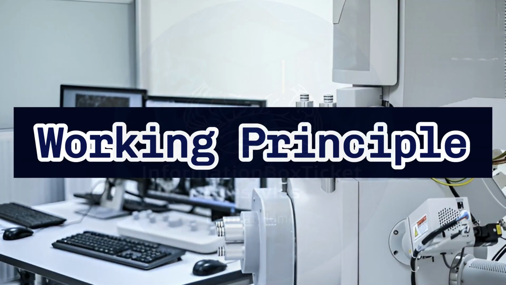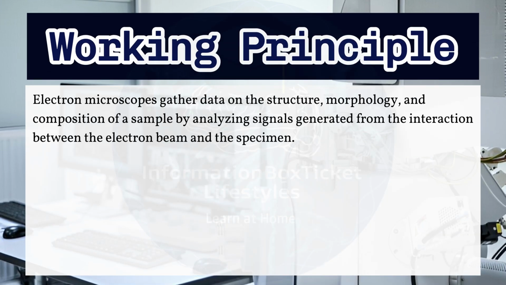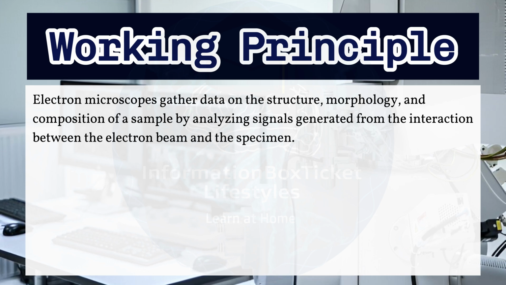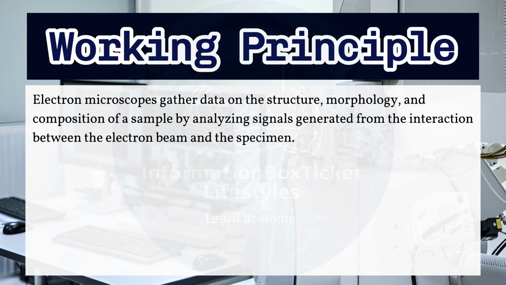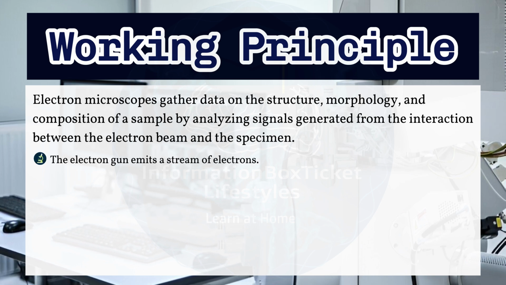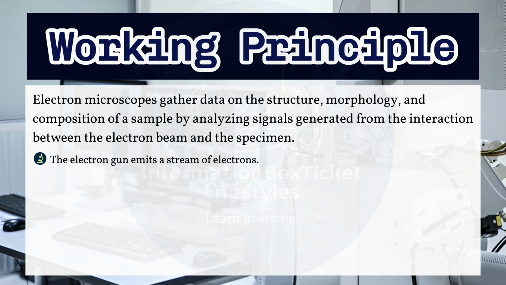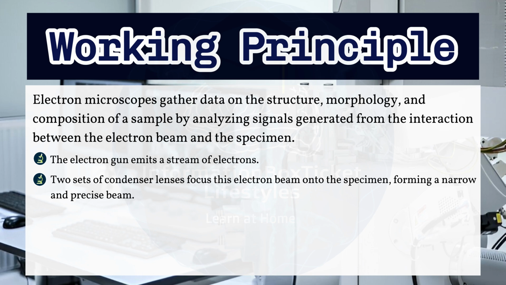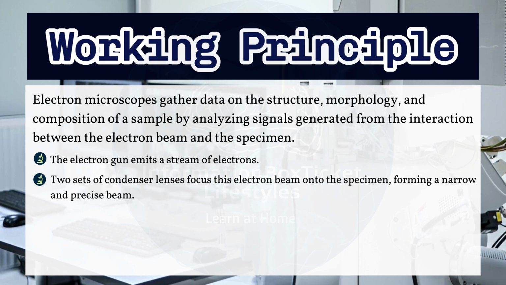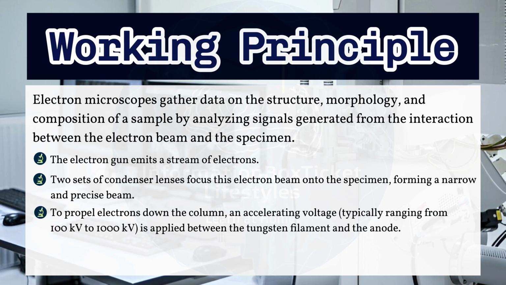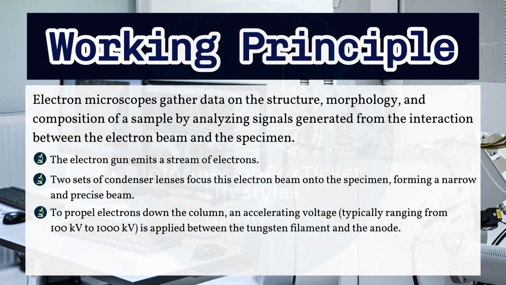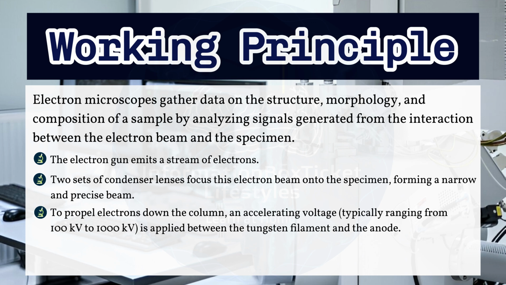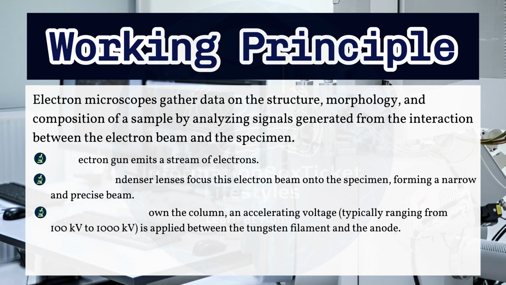Working principle of electron microscope. Electron microscopes gather data on the structure, morphology, and composition of a sample by analyzing signals generated from the interaction between the electron beam and the specimen. 1. The electron gun emits a stream of electrons. 2. Two sets of condenser lenses focus this electron beam onto the specimen, forming a narrow and precise beam. 3. To propel electrons down the column, an accelerating voltage, typically ranging from 100 kV to 1000 kV, is applied between the tungsten filament and the anode.